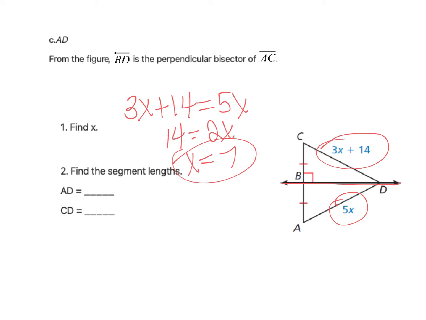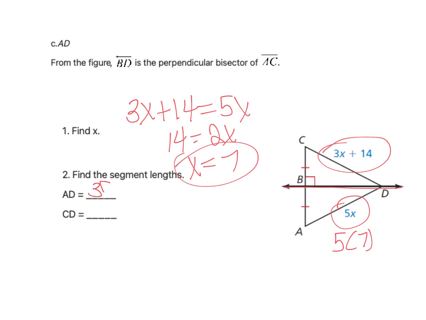Okay, so then it wants to know, well, what is the length of those segments? Well, AD, that's over here. I'm going to have 5 times 7, which is 35. And if we did it correctly, CD should be the same thing, but let's just double check. If we did 3 times 7 plus 14, 21 plus 14 is in fact 35. And they should be the same length, because since it falls on the perpendicular bisector, those two lengths should be the same.